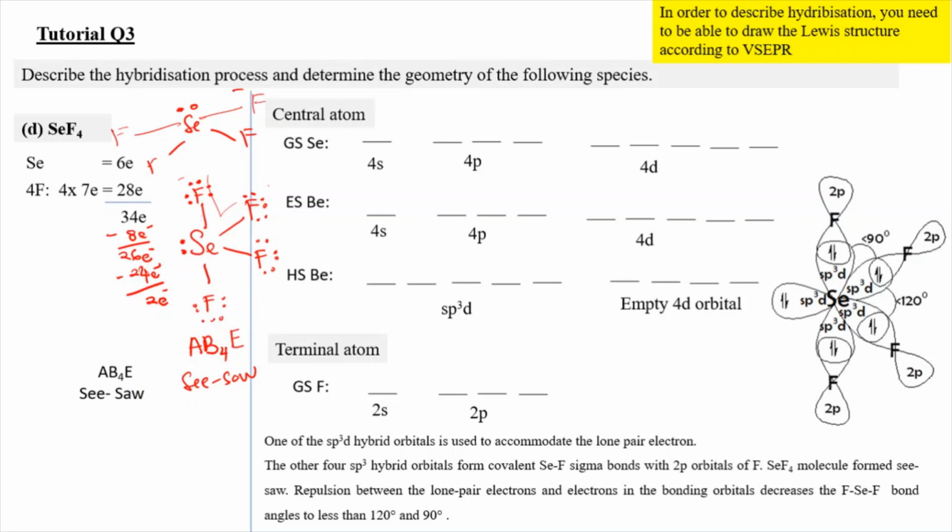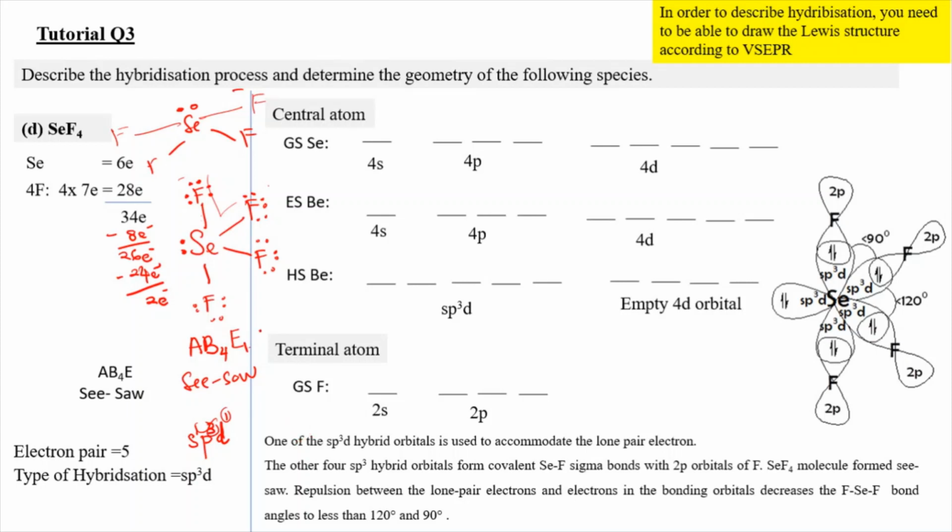Now when I have a class of AB4E, it means that I have 1 lone pair, right? So I'm going to get 4 plus 1, which means I have 5 electron pairs altogether. When I have 5 electron pairs, it means that I will have a hybrid orbital of sp3d. S1, P3, D1: 1, 3, 1 means that we have 5 altogether. So this is the easiest method. The hybridization that I'm going to produce is sp3d hybridization.